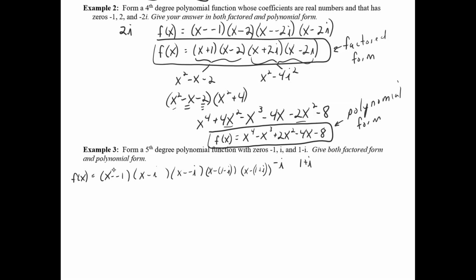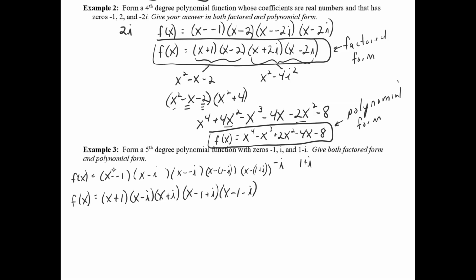Okay? And just a little bit of simplification, and we'll have this in factored form. So f of x will be x plus 1 times x minus i times x plus i times x minus 1 plus i times x minus 1 minus i. Just getting rid of those inner parentheses there.